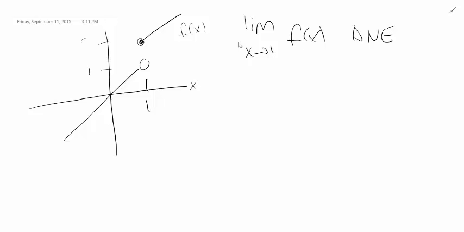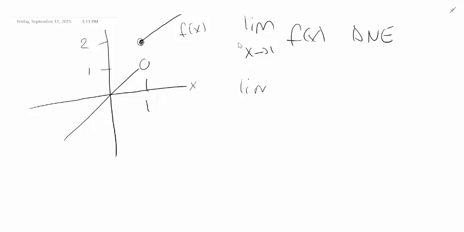We started off today talking about limits. So if I have a function that looks like this, the limit as x goes to 1 of my function does not exist. That's because my function does not approach one single number as x approaches the number 1. However, I do have a limit from the left and a limit from the right.